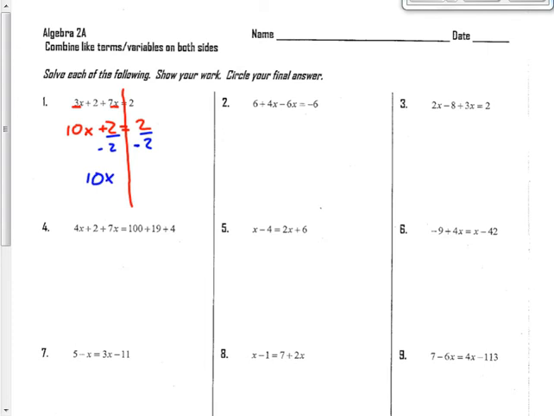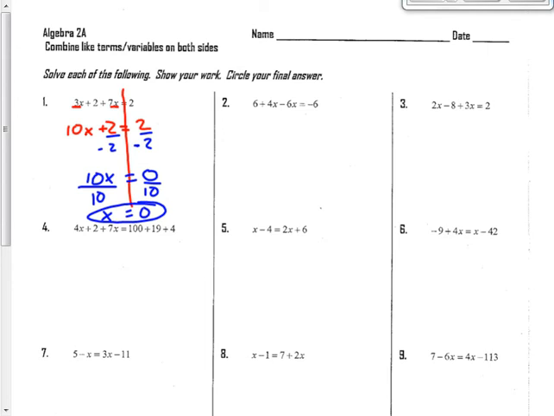So I've got 10x, 2 minus 2 gives me 0, and 2 minus 2 gives me 0 again. Now I've got a nice one-step equation. 10 times what would give me 0? I will want to divide by 10 to give me x is equal to 0 as my final answer.